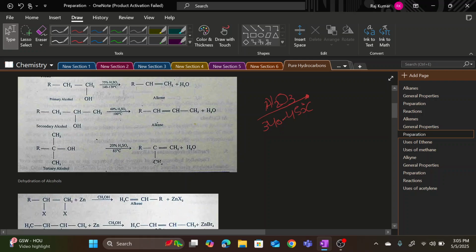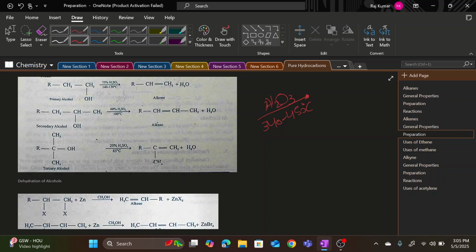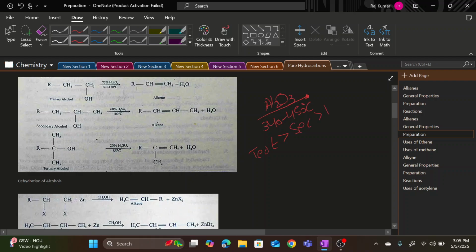Depending on the type of alcohol, we need to use different dehydrating agents, and we need to use different temperatures as well. Dehydrating agents involve phosphorus pentoxide, sulfuric acid, phosphoric acid. All of these are dehydrating agents. On the other hand, if you talk about the reactivity, tertiary alcohol is easier to dehydrate than secondary alcohol, which is easier than primary alcohol.